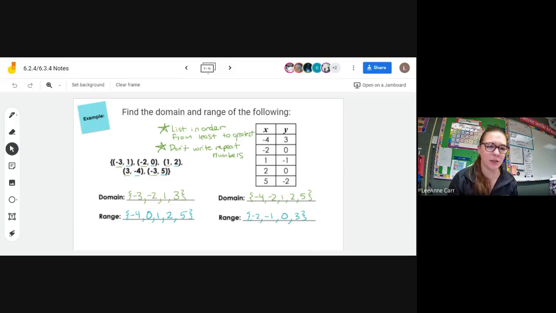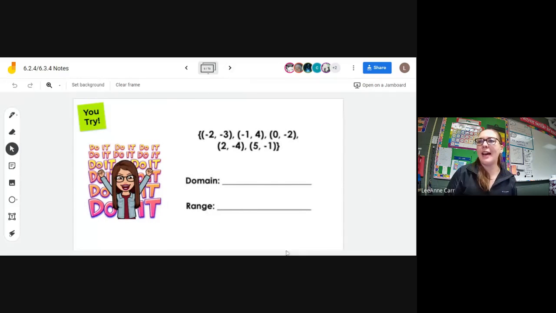I love it. You guys are awesome this morning. All right, so let's see how you guys do. On frame 6, I have an example for you to try. I'm going to play some music and give you about a minute to see if we can get our domain and range. I will be calling on some people, so make sure you're ready.